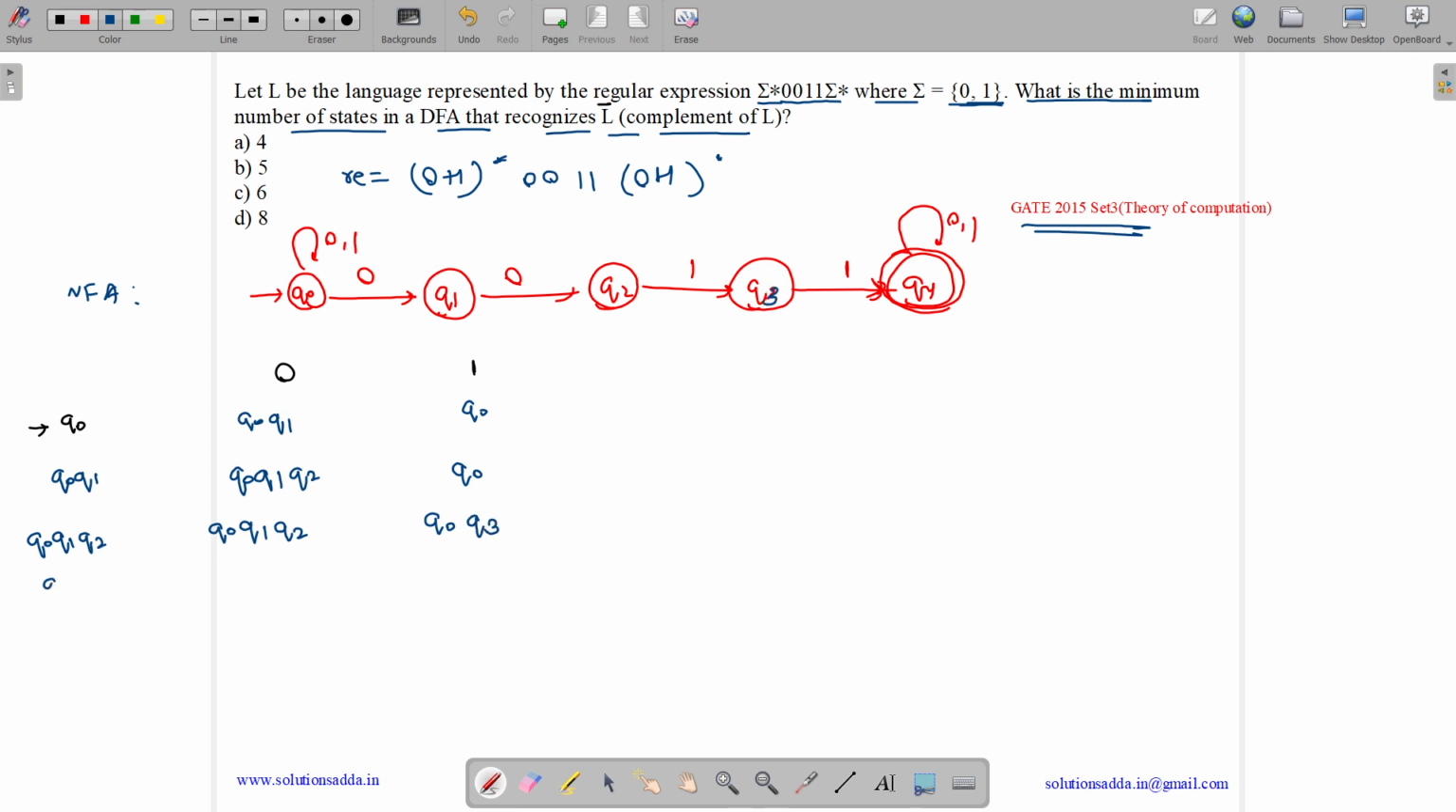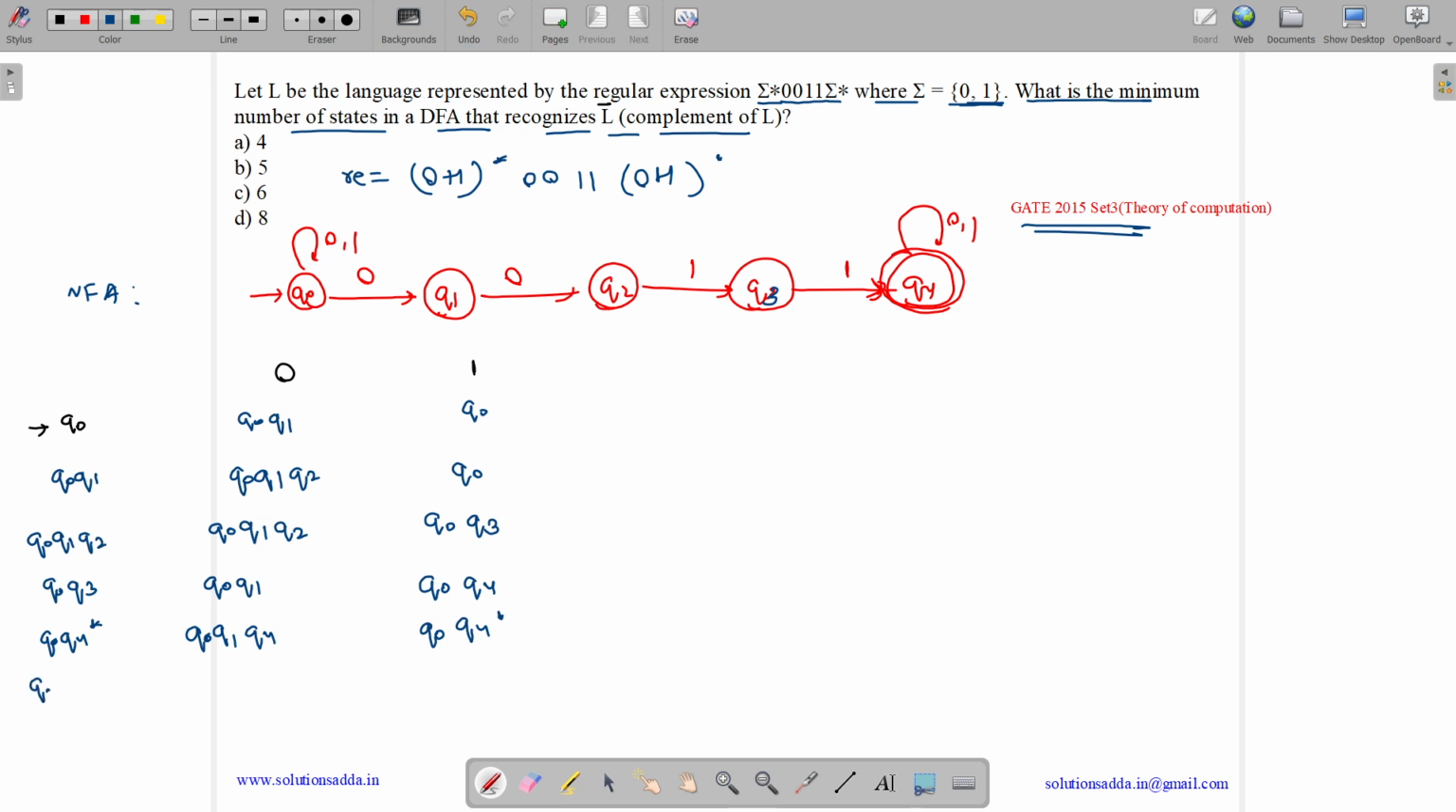Now we have Q0 Q3. Q0 on a 0 goes to Q0 and Q1, Q3 on a 0 goes nowhere. Now Q0 Q3 on a 1: Q0 on 1 goes to Q0 and Q3 on 1 goes to Q4. Now we have Q0 Q4. Any state containing the final state of the NFA will be final, so Q0 Q4 will be a final state. Q0 on a 0 goes to Q0 and Q1, and Q4 on a 0 goes to Q4. Now Q0 on a 1 goes to Q0, Q4 on a 1 goes to Q4. And this is our final state.